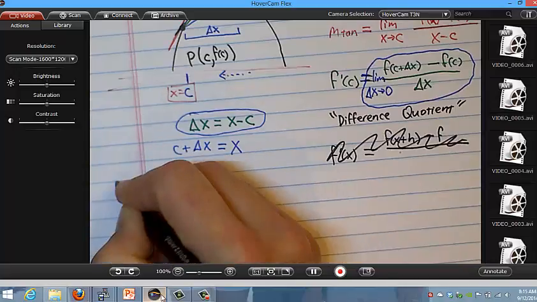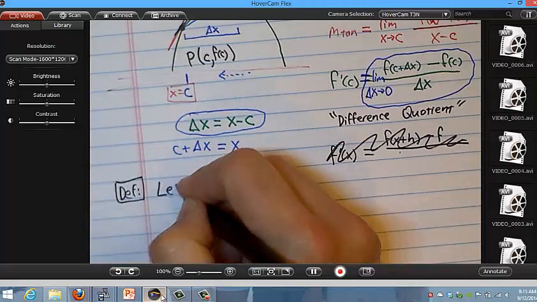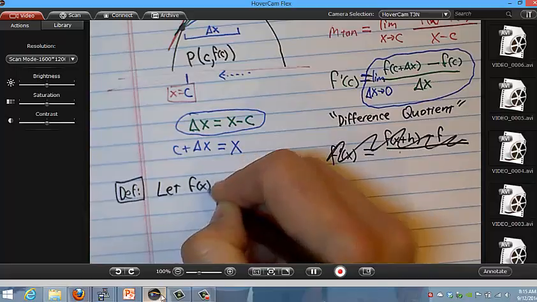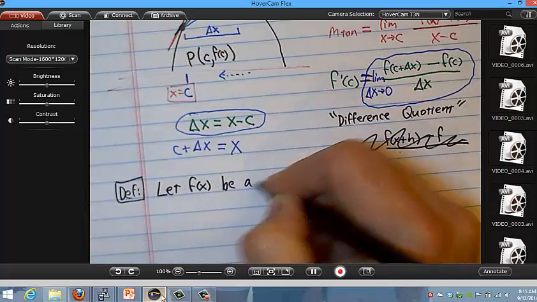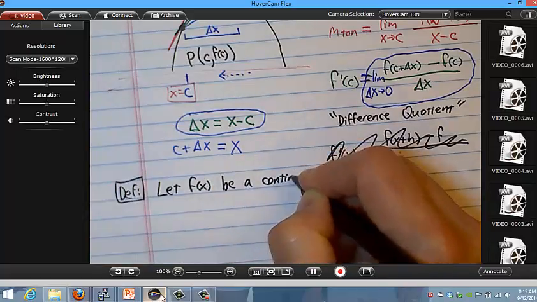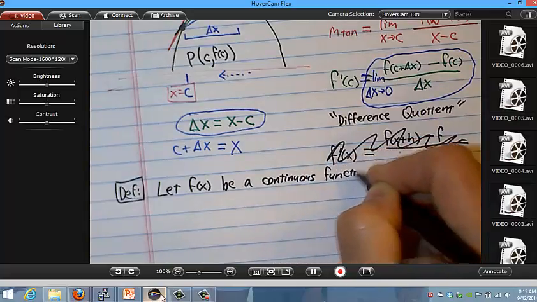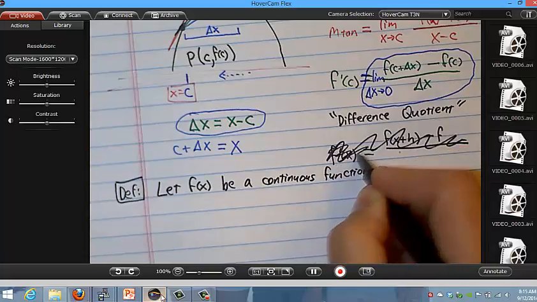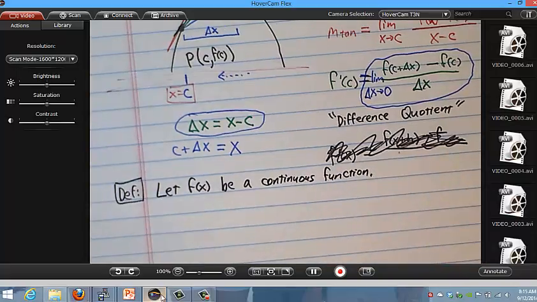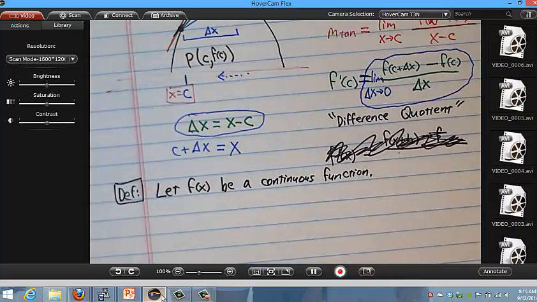Okay? Here we go. Let f of x be a continuous function. Ooh, there's that word we studied last time. A lot. I will not talk about what I'm going to call the derivative unless I have a continuous function. Got to have continuous first. Okay?